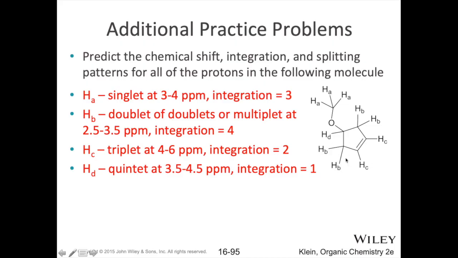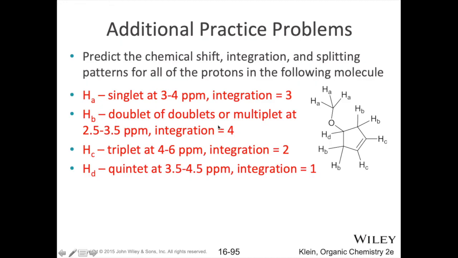Same thing for hydrogen B. It gets split into a doublet. So these 2 hydrogens get split into a doublet by this hydrogen C, but not that one. And likewise, these 2 hydrogen Bs here get split into a doublet by this hydrogen C, not that one. But they have the same signal as these 2 hydrogens, and that's why we have an integral of 4.